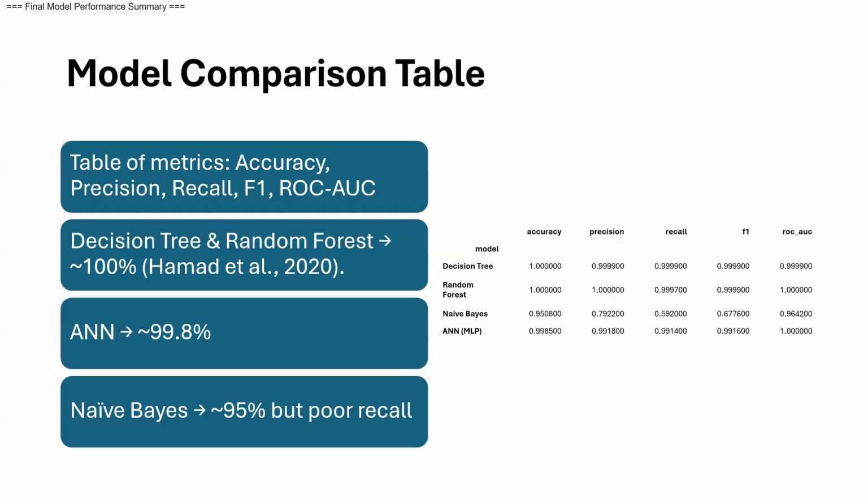The table compares all four models using different metrics. Decision tree and random forest had almost perfect results across all metrics. The ANN also performed very well with accuracy of 99.8% and ROC AUC of 1.0. Naive Bayes was much weaker. Its accuracy was still 95%, but its recall was only 59%. That is very low. This means it failed to detect many fraud cases. That's not good for our result. This comparison shows why it is important to look at more than just accuracy. In fraud detection, recall and F1 score are very important. Coming towards the next slide.